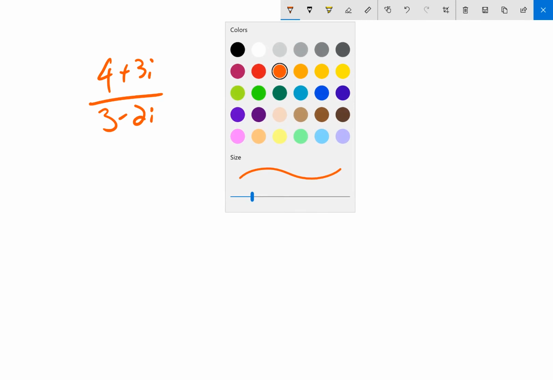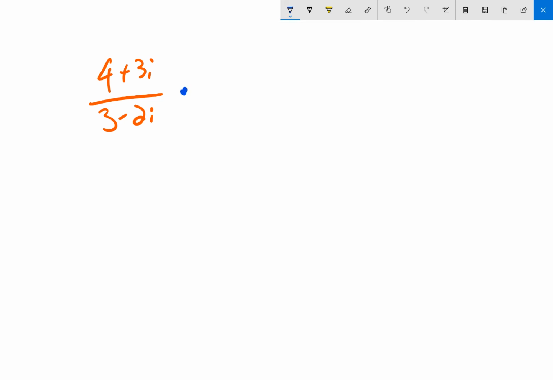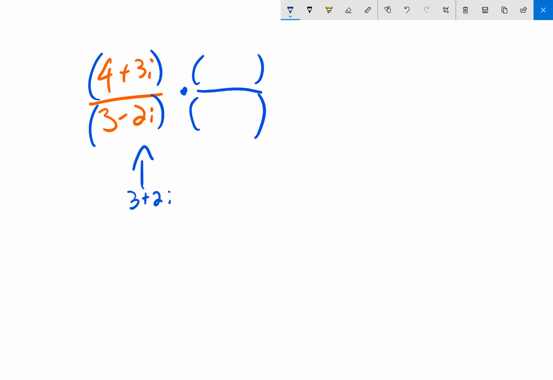So we have 4 plus 3i over 3 minus 2i. So what you have to do is you have to multiply, because you're not actually going to divide anything here. You're going to multiply both the top 4 plus 3i and the bottom 3 minus 2i by the conjugate of the bottom. So the conjugate of 3 minus 2i is 3 plus 2i. So we're going to multiply the top and the bottom by 3 plus 2i.